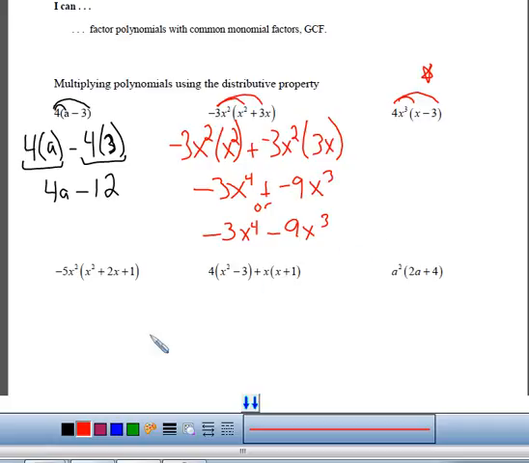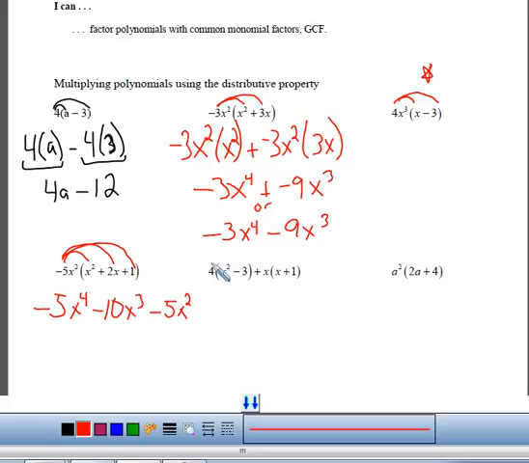We'll see how many of you complete it. I will help you with the next one down at the bottom. Negative 5x squared times these 3 terms, or times this trinomial. So, negative 5x squared times x squared is negative 5x to the 4th. Negative 5x squared times 2x. So, negative 5 times 2 is negative 10. X squared times x is x to the 3rd. And then negative 5x squared times 1 is negative 5x squared. Pretty easy.